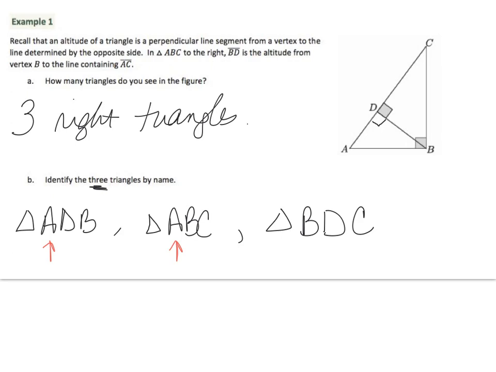What else do I see here? Angle C equal to angle C. Angle D equal to angle D. I think that's all I see, but pretty cool.